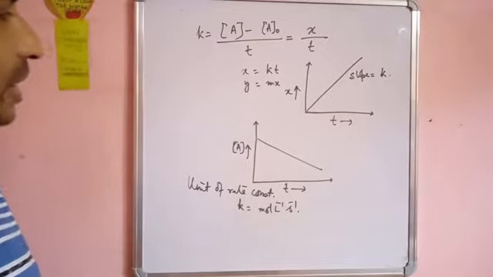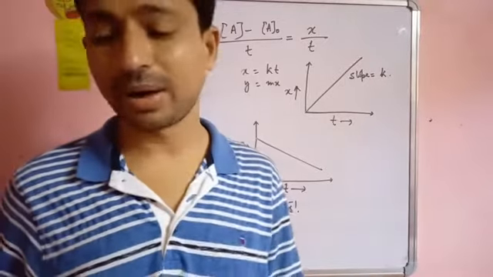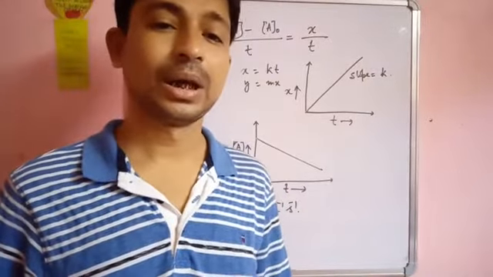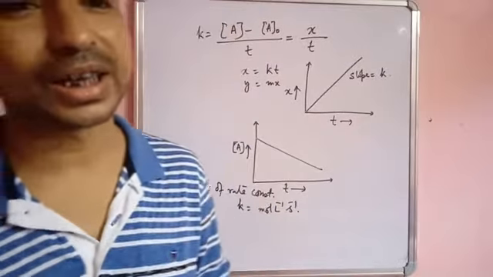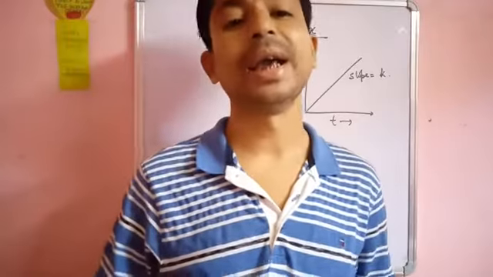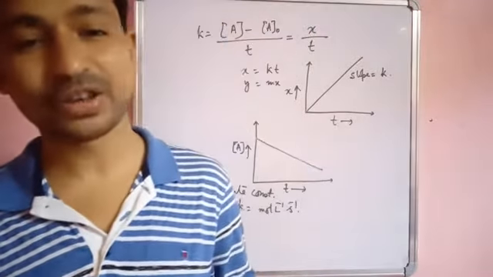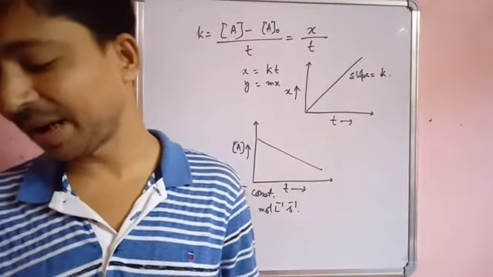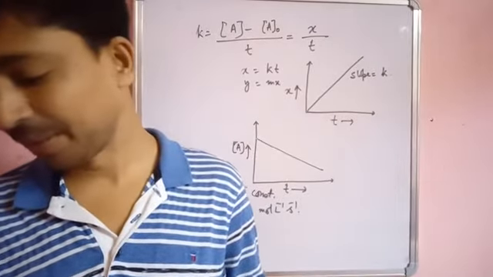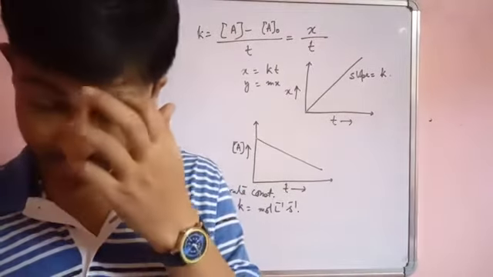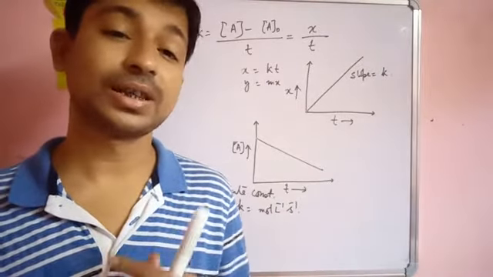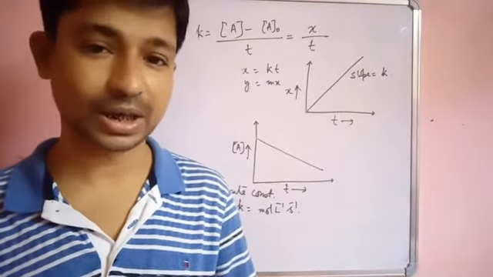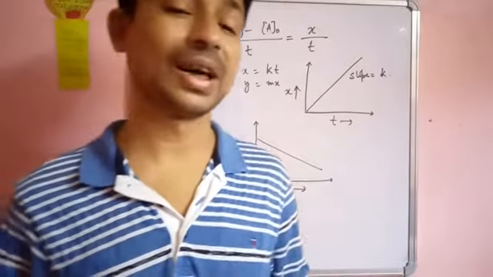So this is all about our zero order reaction. The integrated rate equation of a zero order reaction is k equal to a minus a naught by t. From this we can also find the half-life period of a zero order reaction, which we are going to do in our next class.